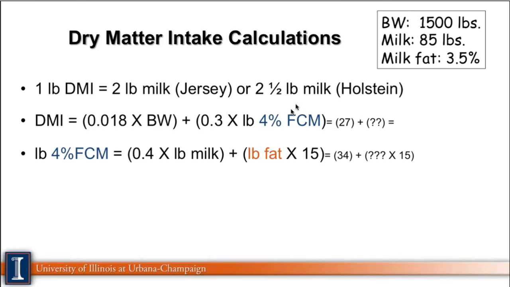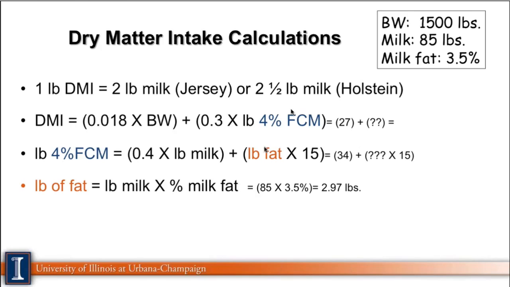For the 4% fat corrected milk, we have another formula where we multiply the amount of milk the cow is producing by this factor, and then the amount of fat by this other number. Now, what is that other number? The amount of fat the cow is producing is pretty easy to figure out. It's the amount of milk times the percent fat. So this cow is producing 2.97 pounds of fat per day. Therefore, her 4% fat corrected milk is going to be 78.55, and she should be eating around 50.5 pounds of dry matter per day. Okay, that's what the NRC gives us.